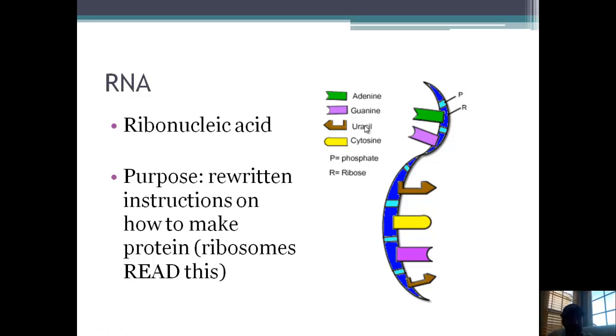The purpose of RNA is rewritten instructions on how to make a protein. The reason that you would do that is that you don't want any damage to happen to the DNA. It's kind of like the most precious part of the cell. It's the one thing that you can't change. So you keep that safe, locked away in the nucleus at the center of the cell.